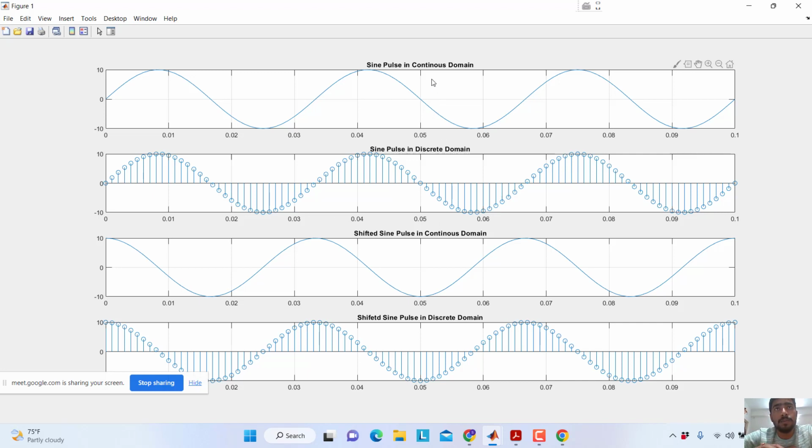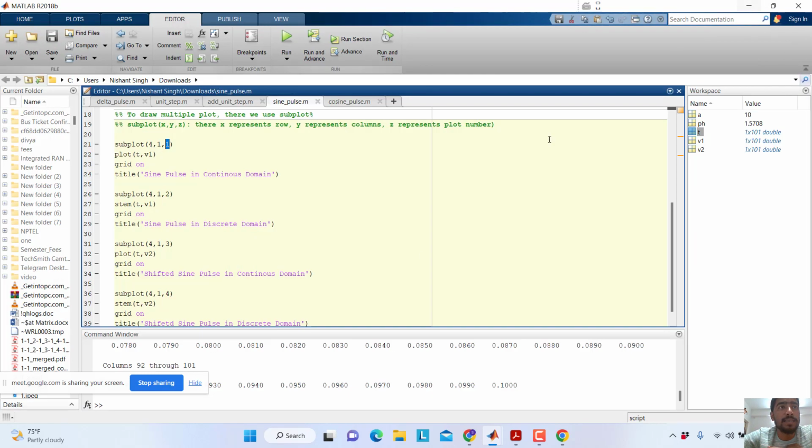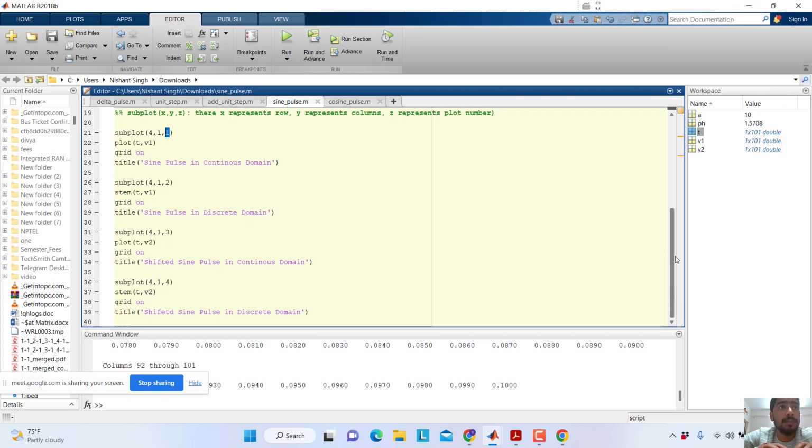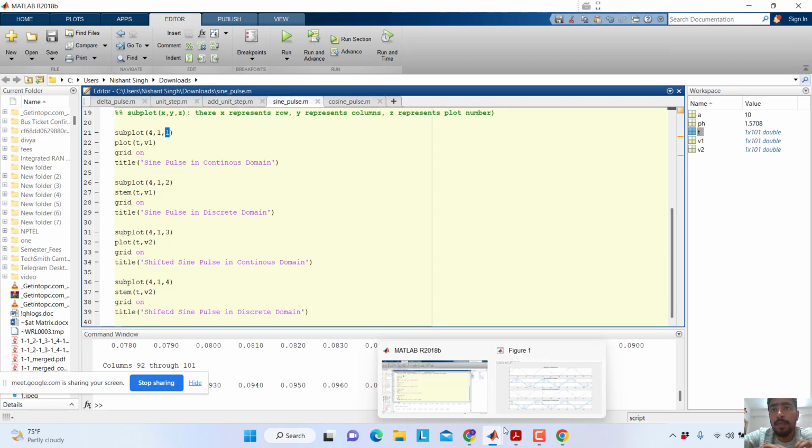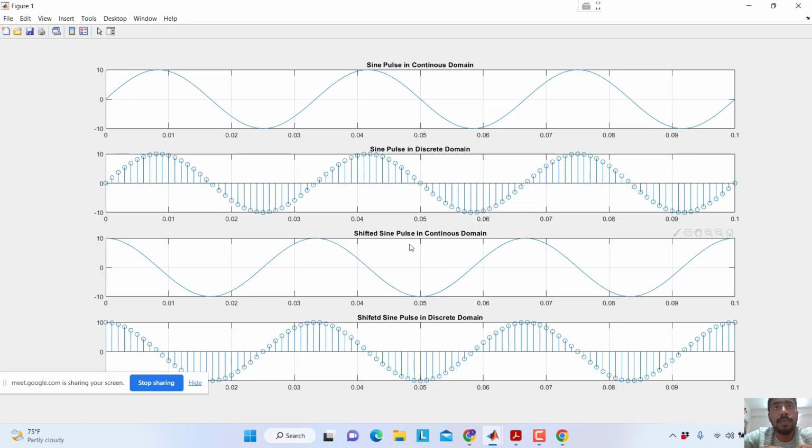So that is the continuous one. If you draw in a discrete domain, just use the stem function. And v3 denotes the shifted sine pulse. V2, that is a plot of v2 in the continuous domain, and that is v2 in the discrete domain. Is it clear?